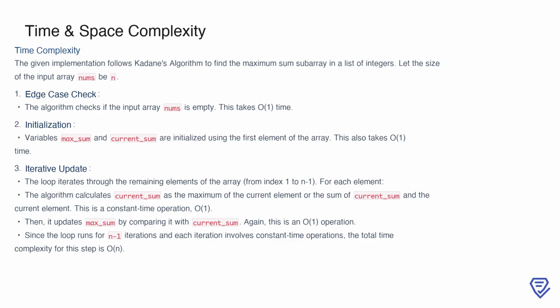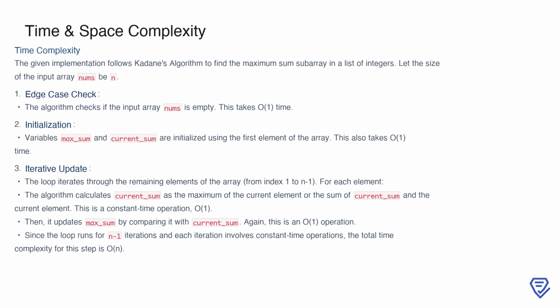The main computational work happens in the iterative step. Here, we loop through the rest of the array, starting at index 1 and going up to the last element. For each element, we update current_sum by taking the maximum of the current element itself or the sum of current_sum and the current element. This ensures that we are always considering the best subarray sum that ends at the current position. After updating current_sum, we check whether it's greater than max_sum and update max_sum if needed. Both of these operations are constant time, O(1).